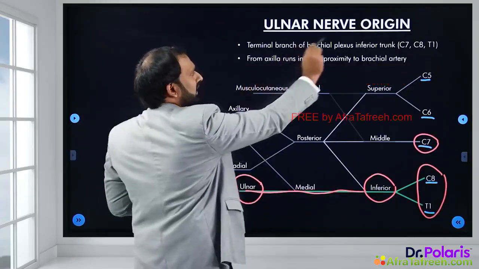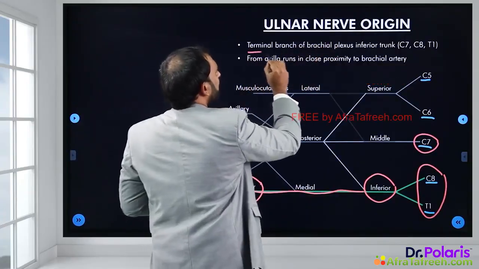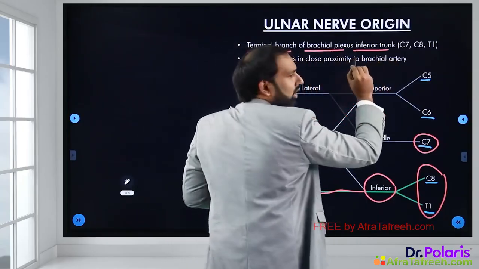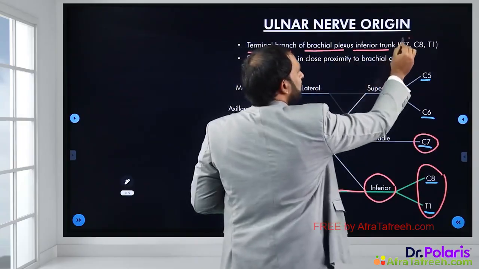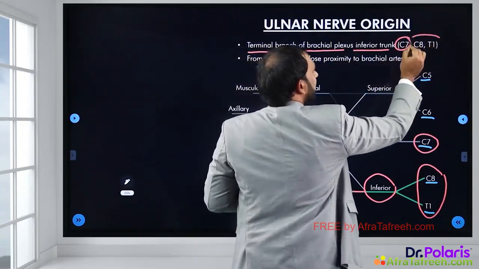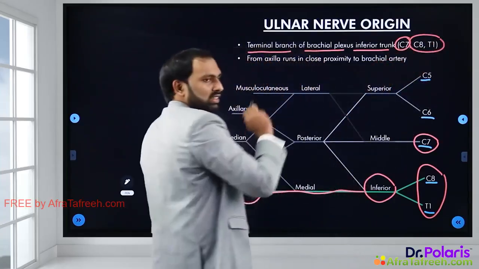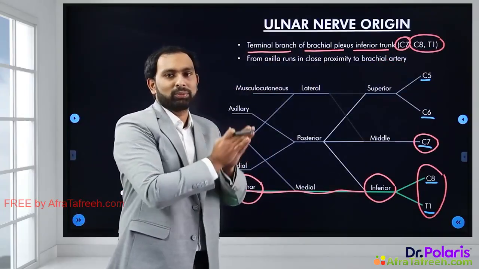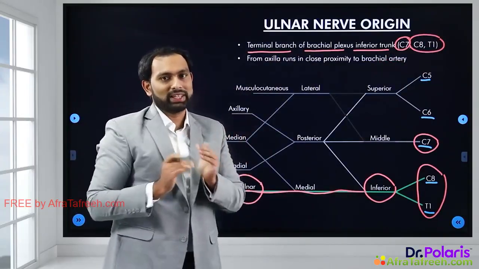So from where does the ulnar nerve originate? It is from the terminal branch of the brachial plexus, that is the inferior trunk, and the nerve roots involved are C7, C8 and T1. So these are the nerve roots from which the ulnar nerve is derived, and it mainly comes from the inferior trunk of the brachial plexus.